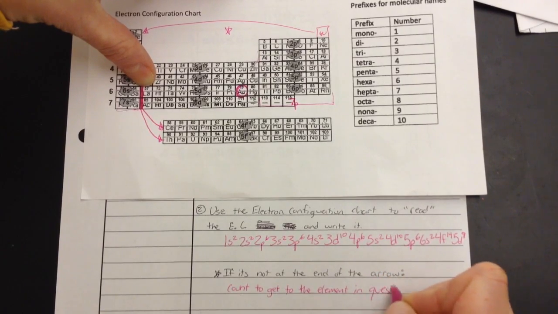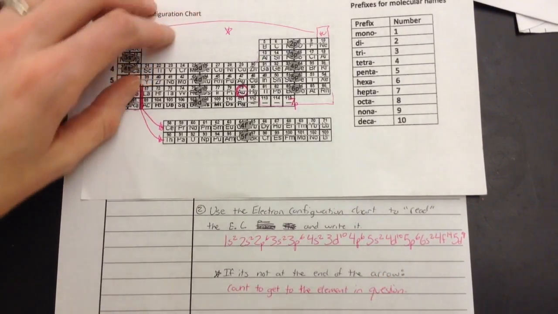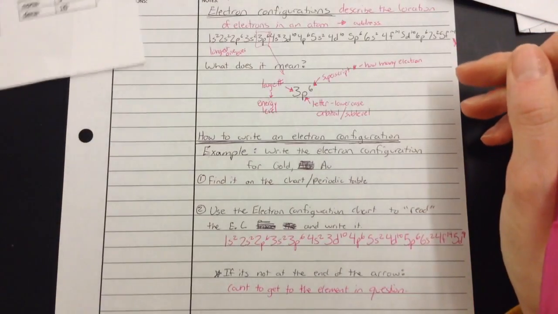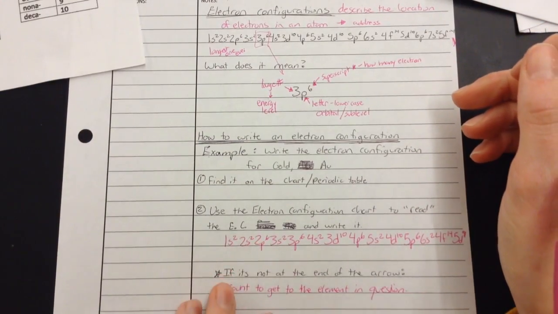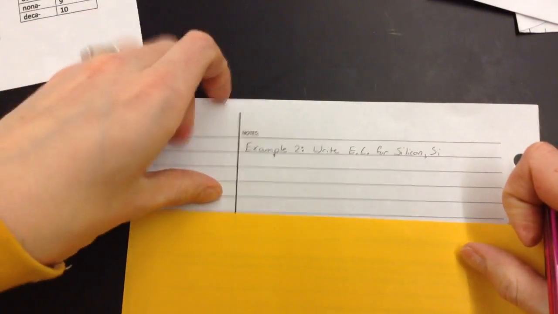Okay, so that's how you write an electron configuration. It definitely gets easier the more you do it. So I've got a couple more examples for us to look at. One where we're actually writing the electron configuration and another where we're going to look at a difficult question.